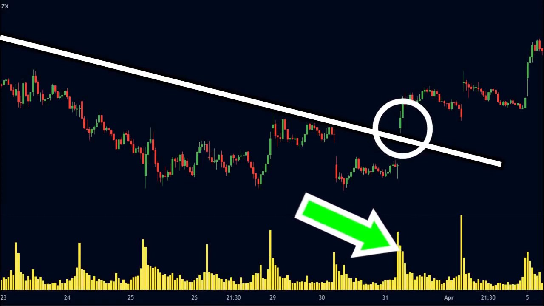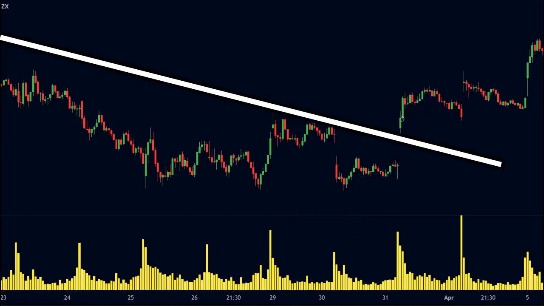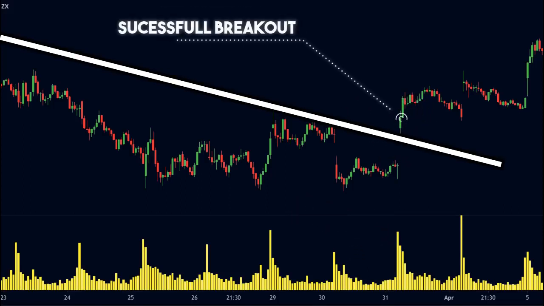Now, look at the volume. As we can see, the volume on this candle is relatively higher than the volume for the previous candles. This indicates that the breakout has been backed by a large number of traders. And such breakouts have a very low probability of failure.